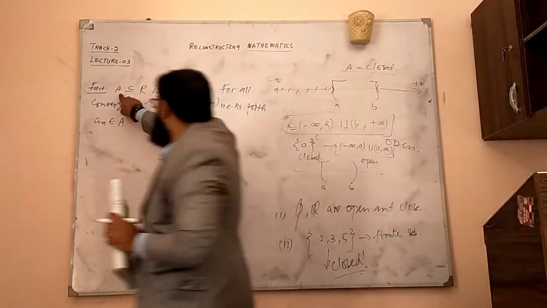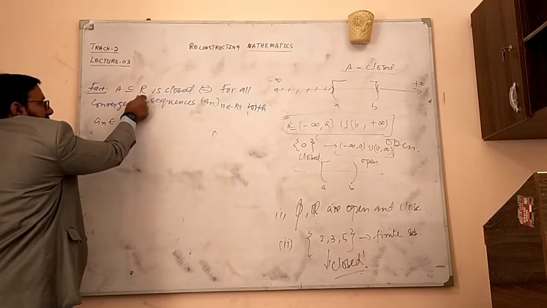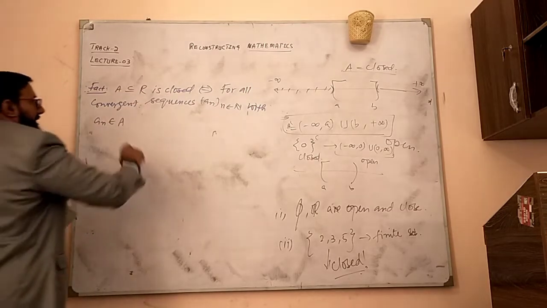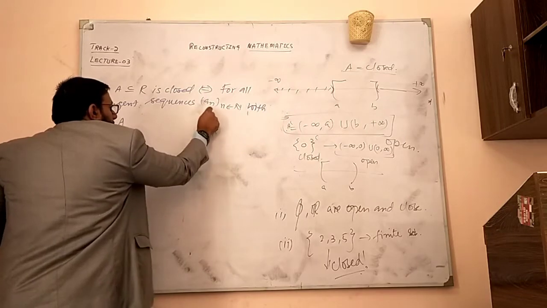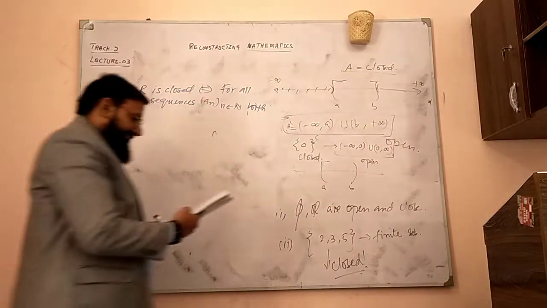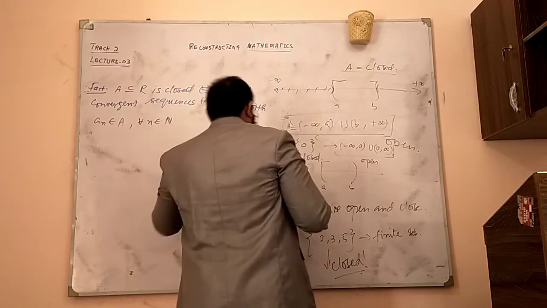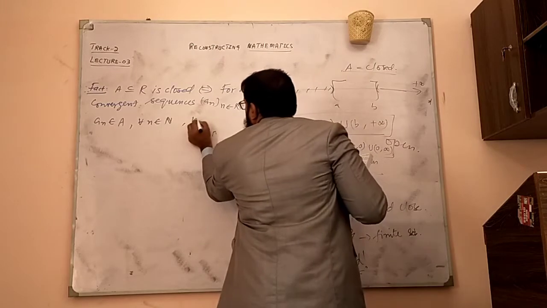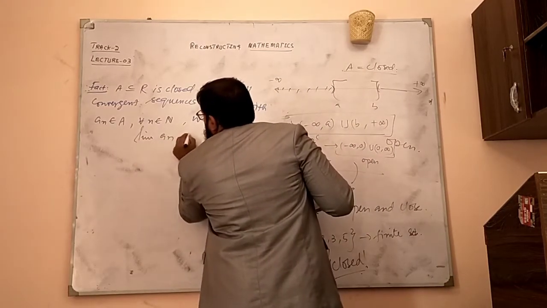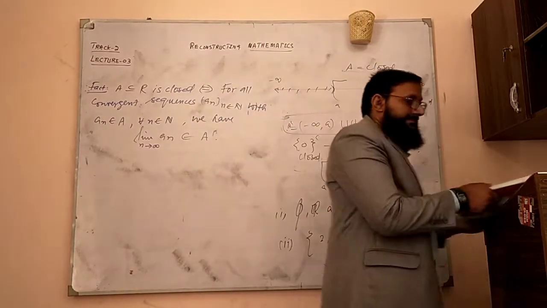I have a set which is some sort of part of R. It is called closed if and only if what happens? I take all the sequences with their terms inside the set. Then what happens? For all n in N, the limit of this sequence also belongs to your set. This is one of the beautiful properties.